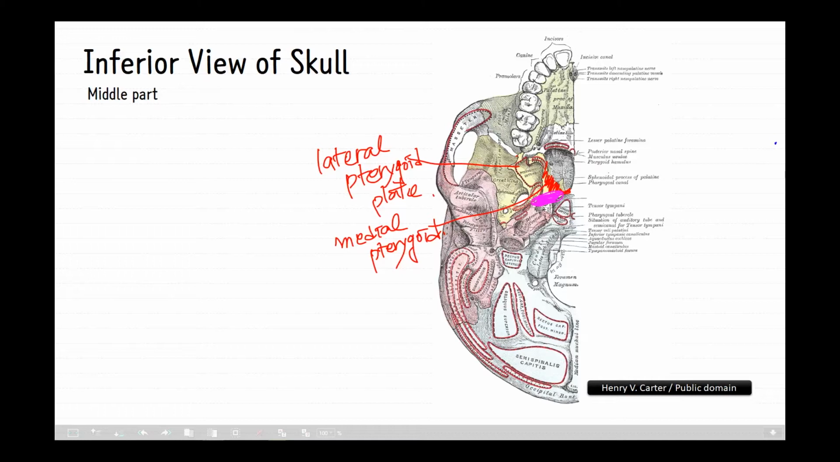It is narrower and longer than the lateral pterygoid plate and curves lateralward at its lower extremity into a hook-like process, the pterygoid hamulus. In this figure, we can mark the pterygoid process and the pterygoid hamulus here. The pterygoid hamulus has the tendon of the tensor veli palatini gliding around it.